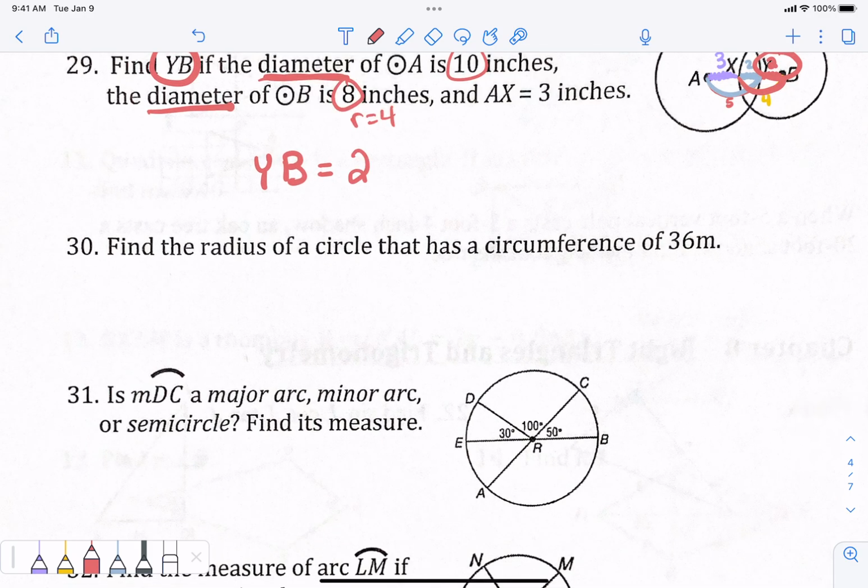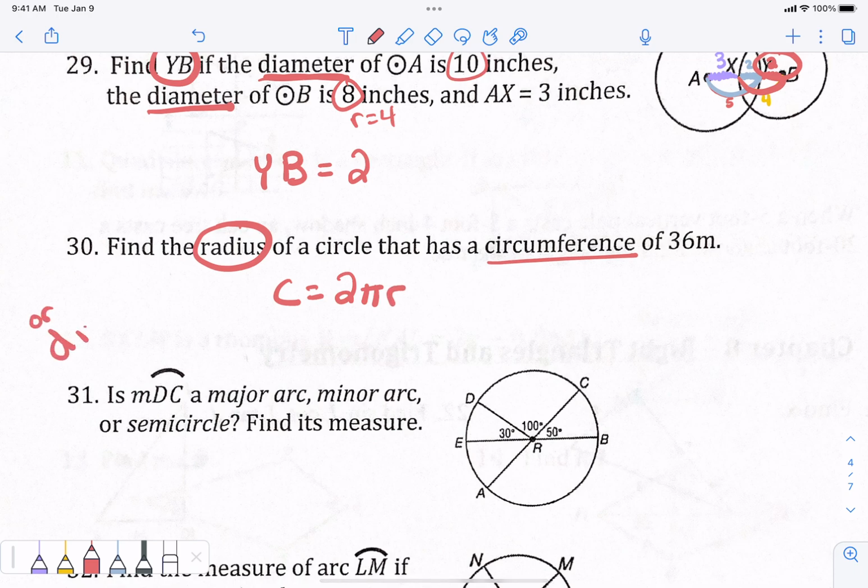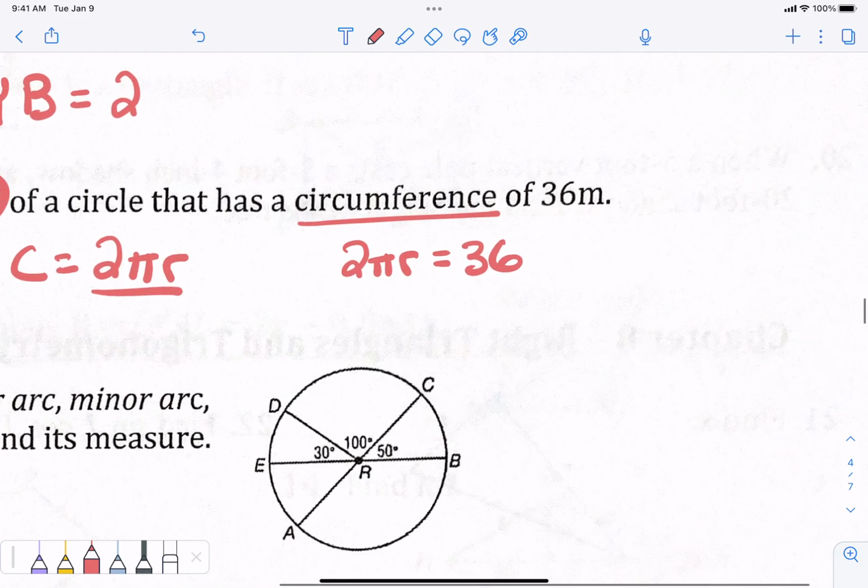All right, 30, working backwards. They say find the radius, and they give you the circumference, okay? Circumference of a circle, remember this formula, is 2 times pi times the radius. I'm going to say or diameter times pi, but since they're asking for the radius, I'm going to use this form of it, okay? But they're telling me that 2 pi r, the circumference, is equal to 36.